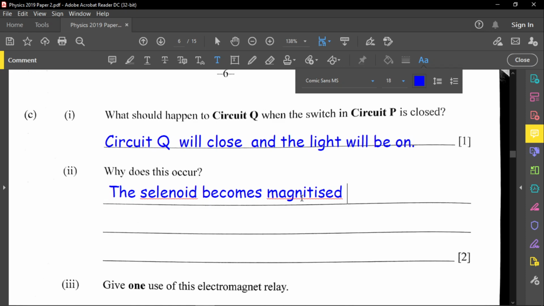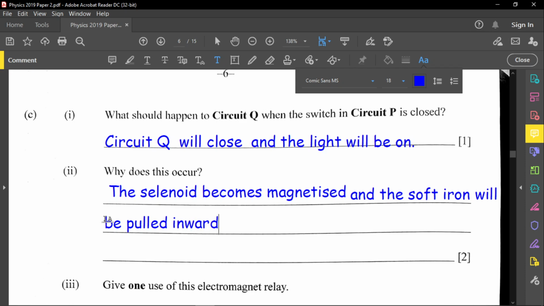And once the solenoid becomes magnetized, the soft iron core, or iron, or soft iron, will now be pulled into it. The soft iron will be pulled inwards.